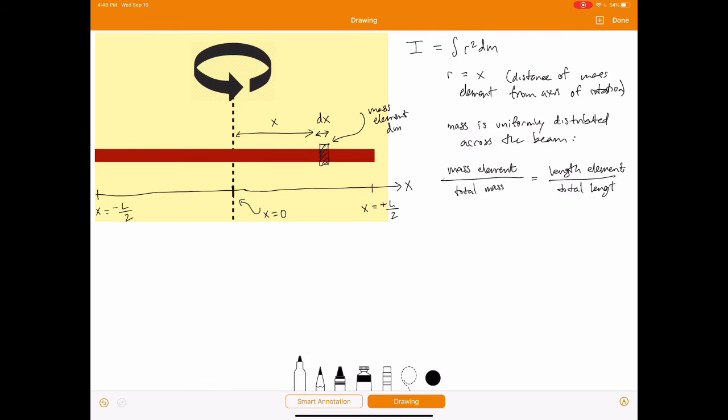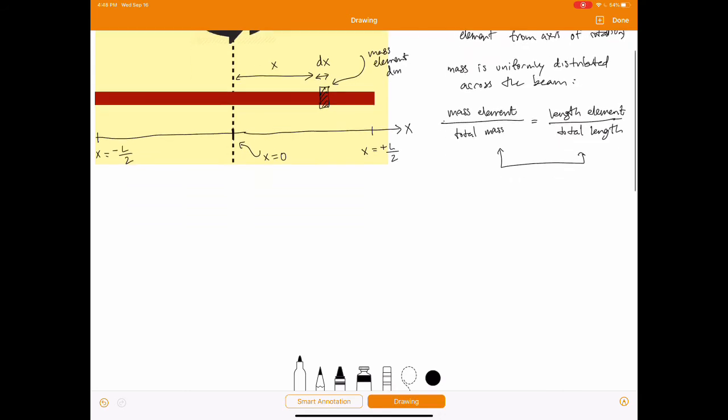So let me give you some intuition for why this is true. Let's say my mass element is half the length of the rod, right? Well, since the mass is uniformly distributed, then it should be half the mass also, right? If my mass element is 1% of the total length, it should also be 1% of the total mass. And that idea is encapsulated here. In other words, whatever fraction of the total length the element takes up, it takes up that same fraction of the total mass.